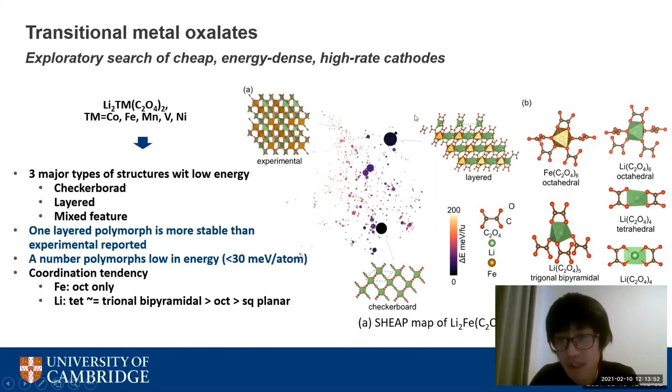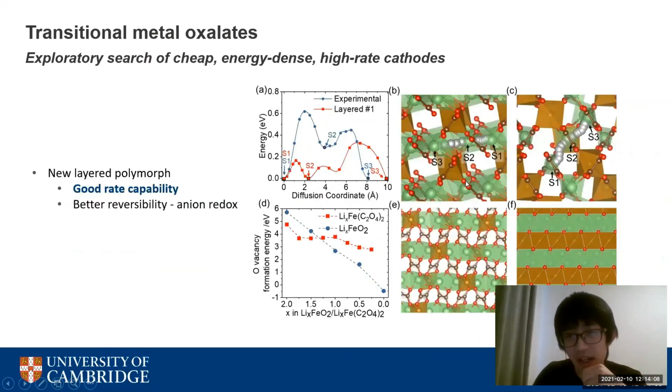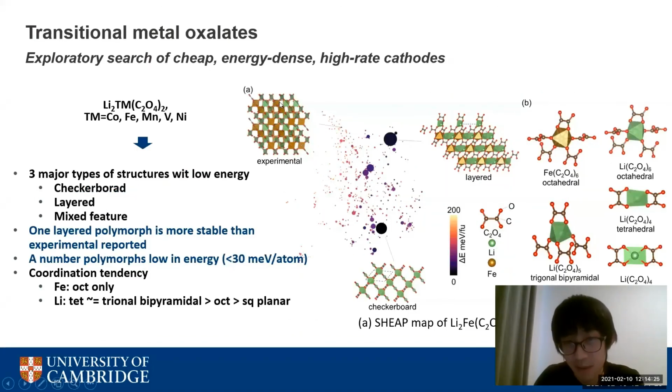Very interestingly, we find that the layer structure actually has lower energy compared with the experimental one. That essentially means there's a good chance we can make this layer structure. Another thing, if we look at the layer structure more closely, we'll find that all the lithium ions are connected to each other to form a very well-connected diffusion channel. Instead, in the experimental polymorph, they need to go through this side and to another side. The diffusion might be a little bit difficult.